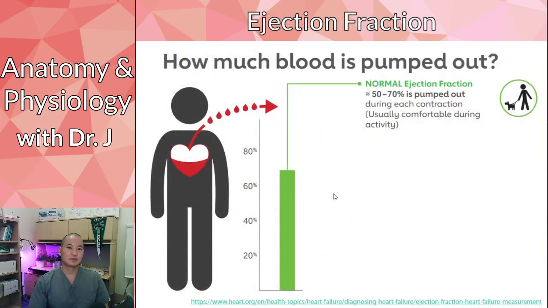Okay, so this is why I also brought up ejection fraction. This is one way of measuring heart failure. After you fill a ventricle, a normal heart should be able to pump most of the blood. So 50 to 70% is pumped out in a normal heart.